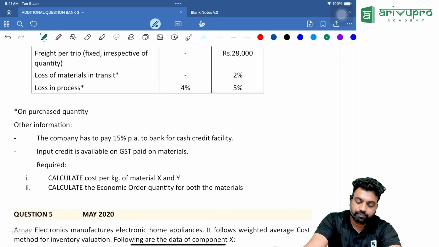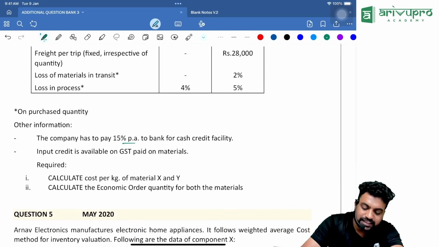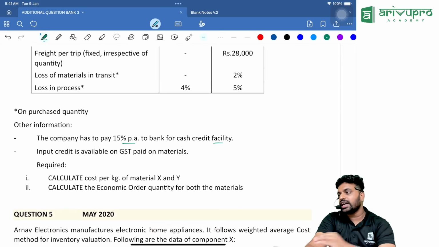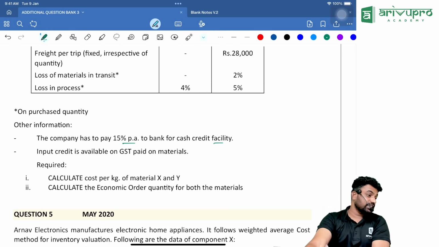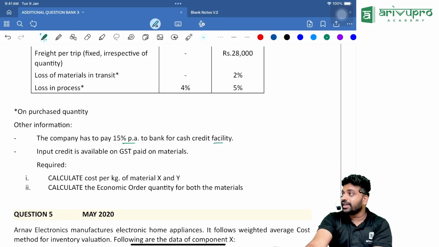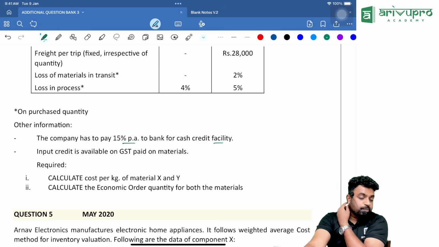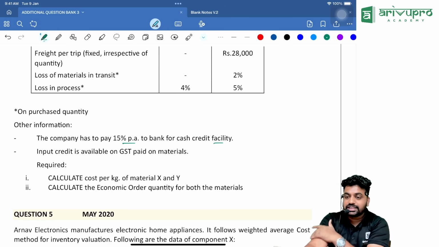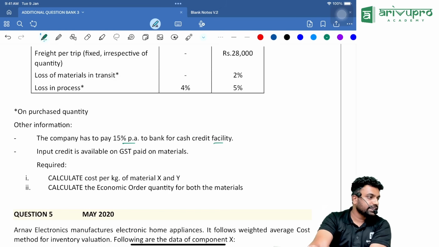Other information. Company has to pay 15% per annum to the bank for the cash credit facility. Carrying cost per unit per annum. Input credit is available on the GST paid. Ignore the GST. Got it?